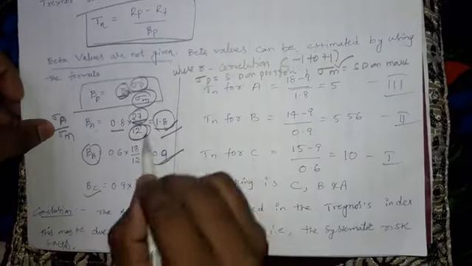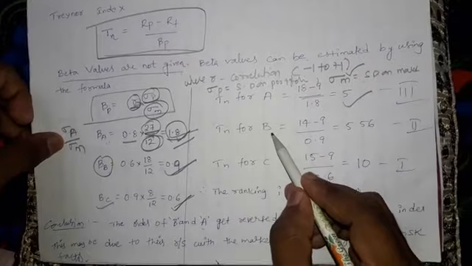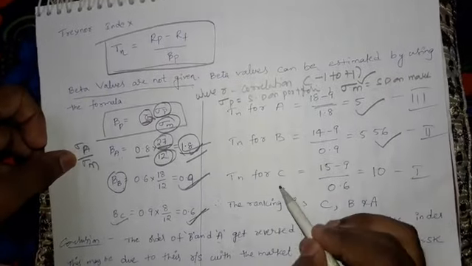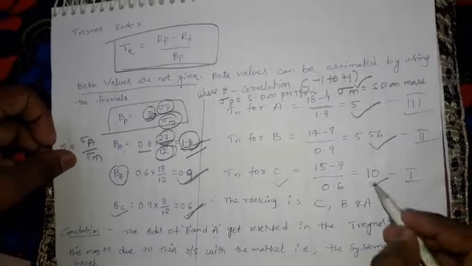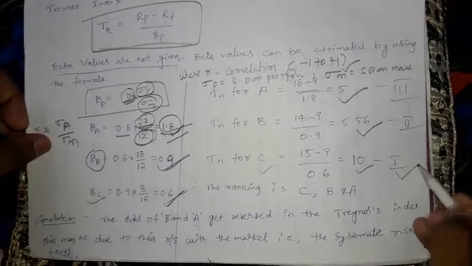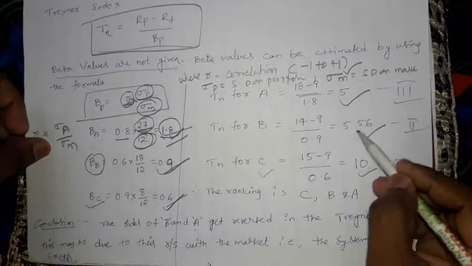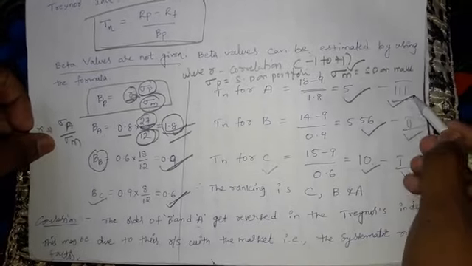9 divided by beta A is 1.8, we get 5. Similarly, for portfolio B it is 5.58, and portfolio C is 10. So here we assign the ranks. The first one: comparing these three values, the highest value is 10, so we assign first rank. The second one, 5.56, is the next highest, so assign second rank. And the last one is 5, so assign third rank.